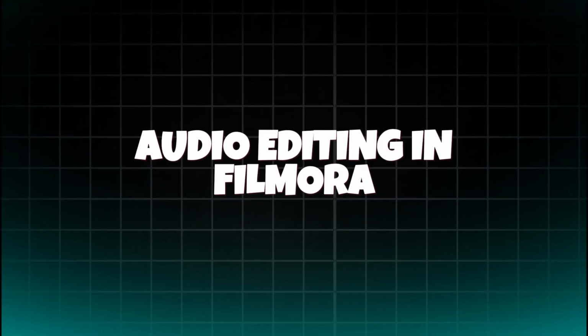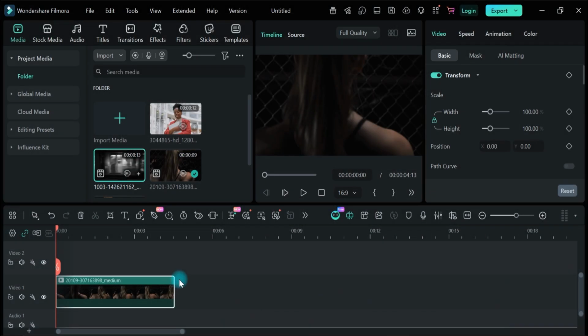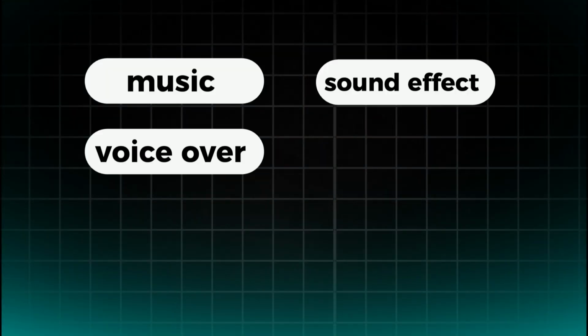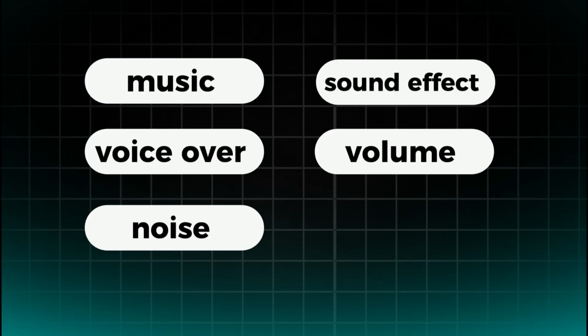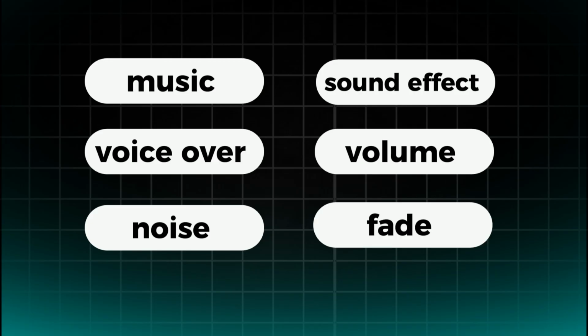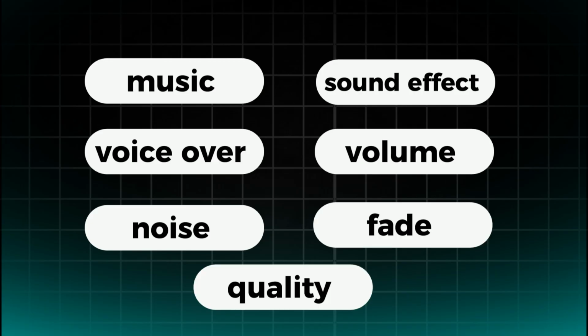Now, let's talk about audio editing inside Filmora, because good audio can completely change the quality of your videos. And honestly, viewers are more likely to forgive bad video than bad audio. So in this section, I'll show you how to add music, import sound effects, record voiceovers, adjust volume, remove background noise, fade audio, and make your videos sound much more professional.